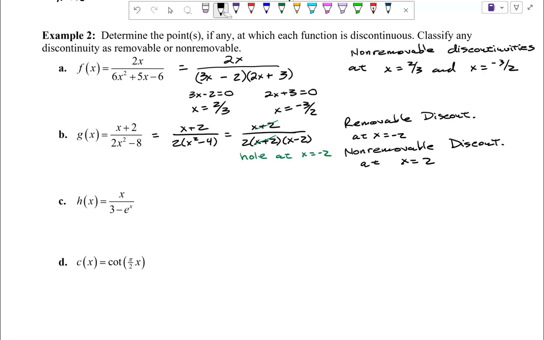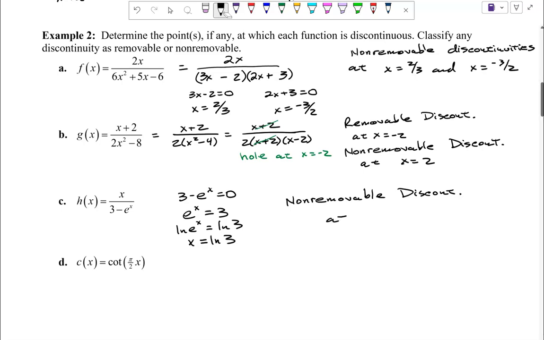Part C, h of x equals x over 3 minus e to the x. Again, we're going to see where the denominator equals 0. And that's going to be when e to the x is equal to 3. Of course, we want to solve this for x, so we can take the ln of both sides to get ln e to the x equals ln 3. ln e to the x is just plain x. So we've got a vertical asymptote at ln of 3. So we have a non-removable discontinuity at x equals ln of 3.